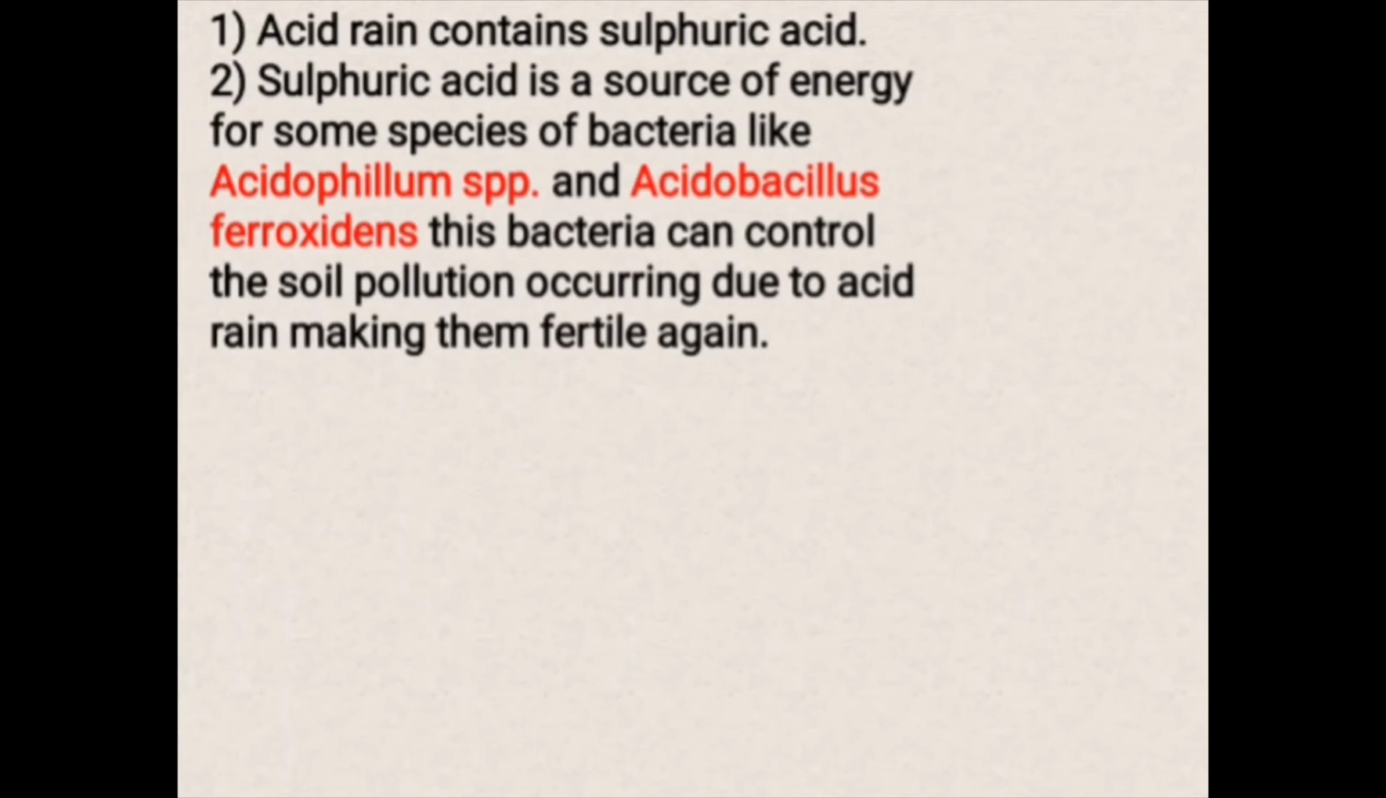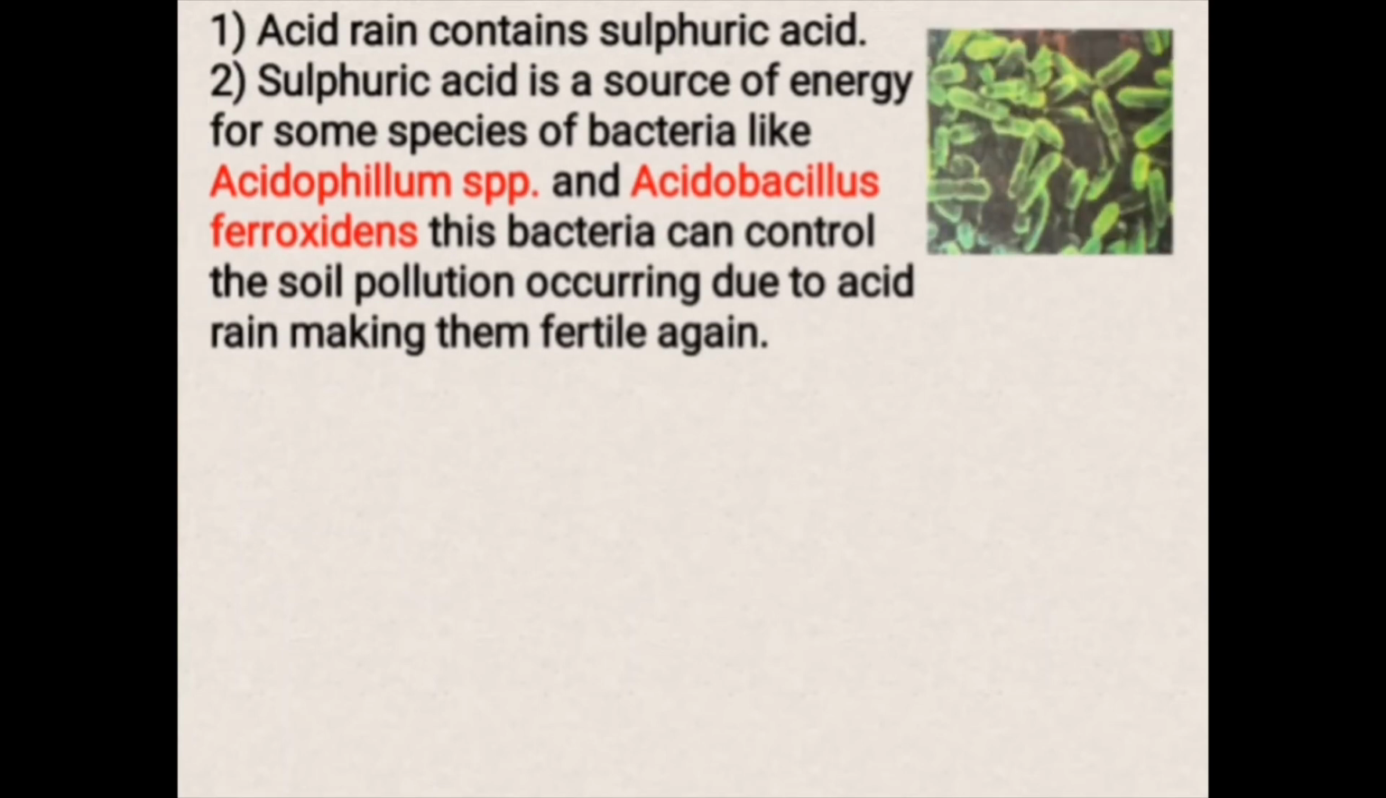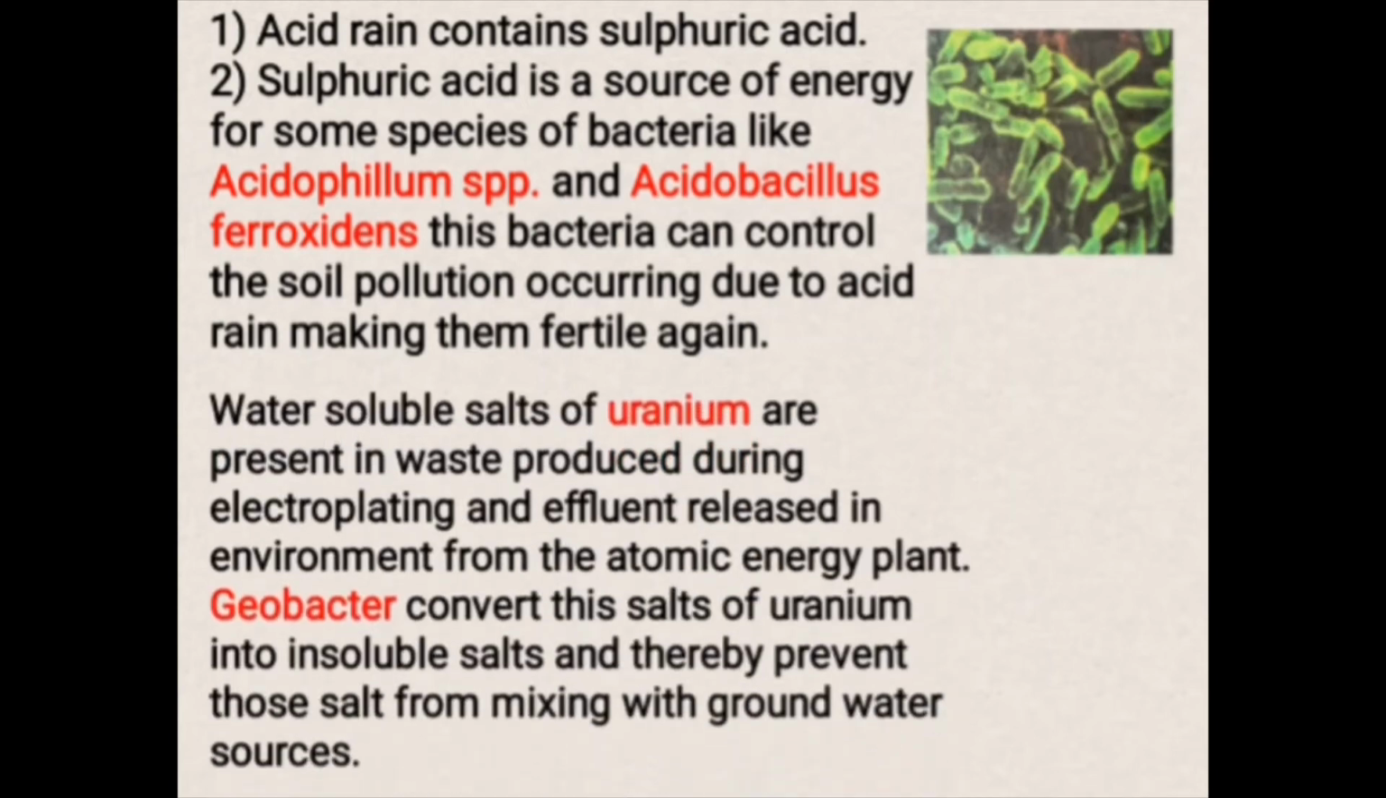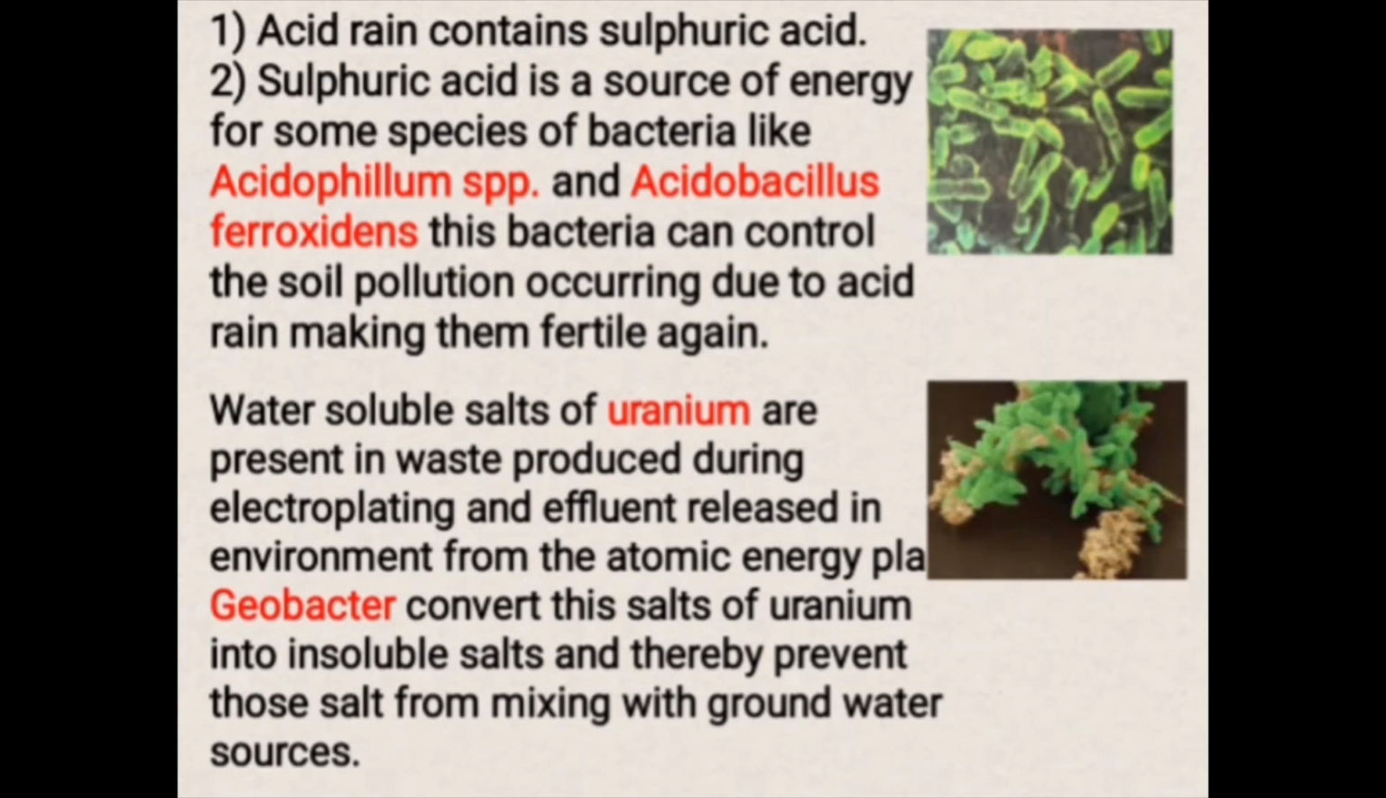Species of bacteria like Acidophilum species and Acidobacillus ferroxidens can control the soil pollution occurring due to acid rain, making the soil fertile again. Geobacter converts the uranium salt into insoluble salts and thereby prevents those salts from mixing with the groundwater sources.